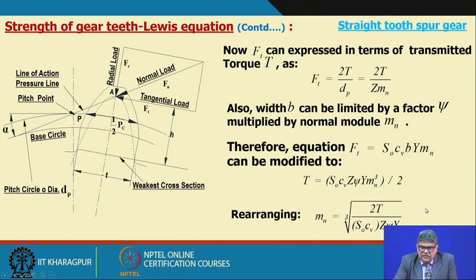Now, if we rearrange, then this module, the normal module in case of a straight tooth spur gear, can be expressed as the cube root of twice the torque divided by allowable strength into velocity factor into number of teeth into width factor into form factor.